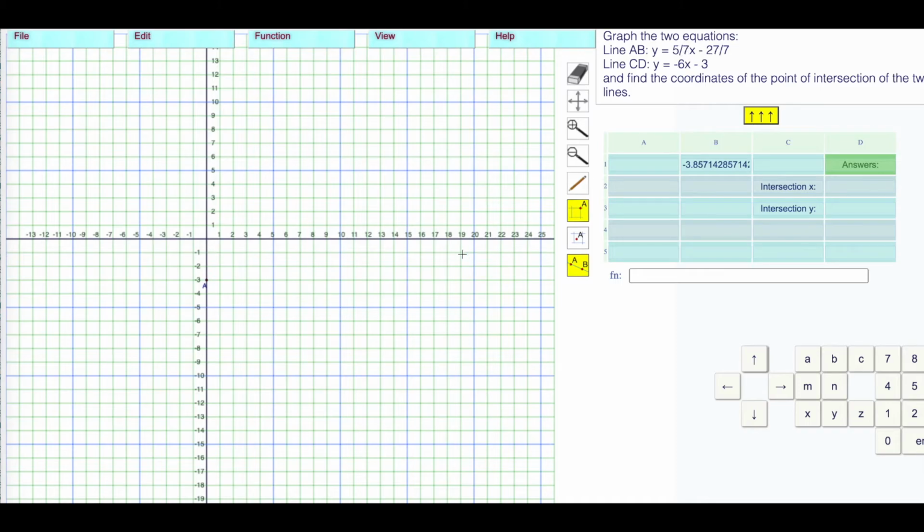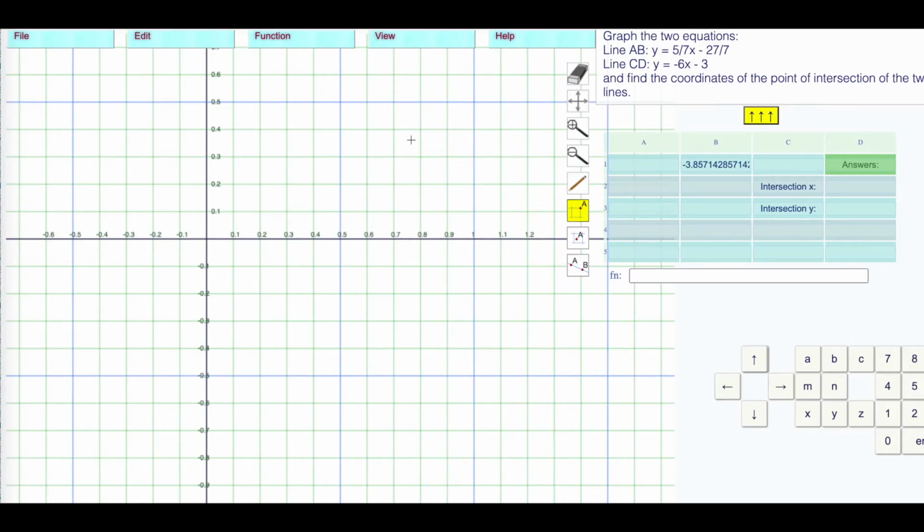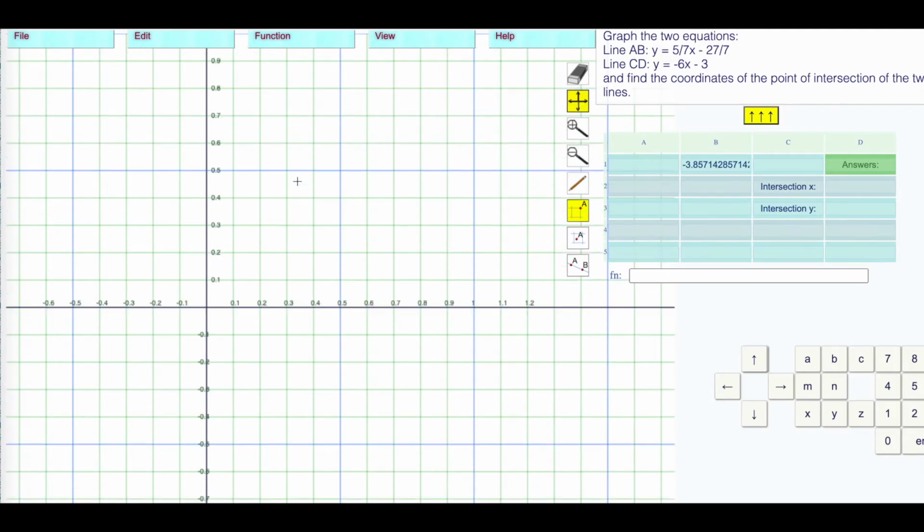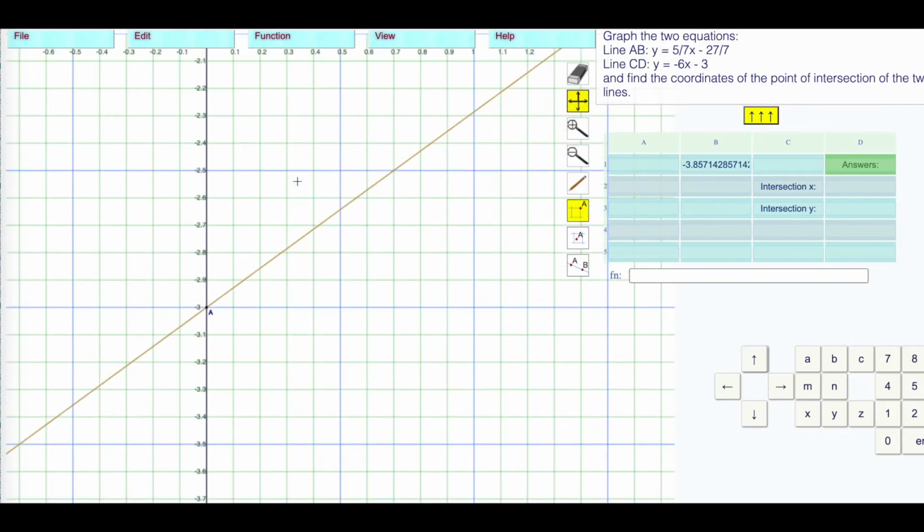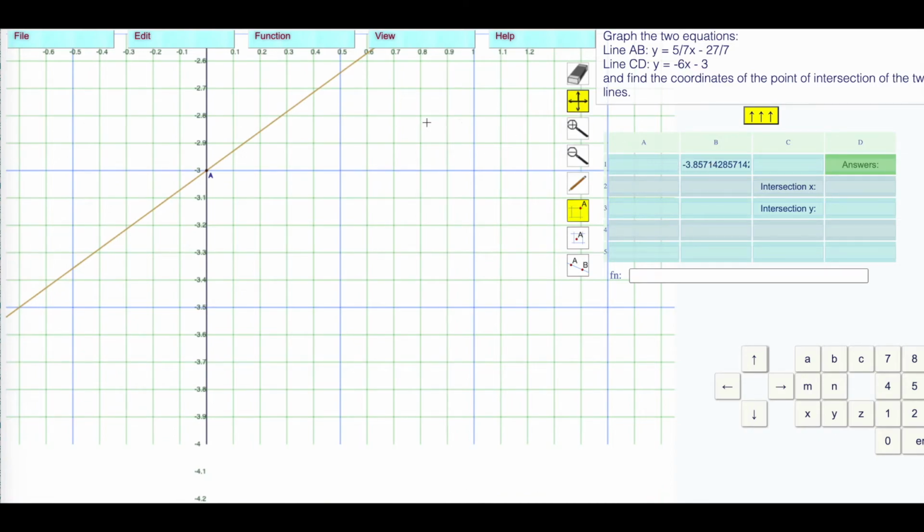My slope is 5 over 7. I'm going to move over 7, up 5. 1, 2, 3, 4, 5. Then double click on the magnifying glass to zoom in, hit the shift and move the graph up. We have negative 3 and I want to get to negative 3.85.